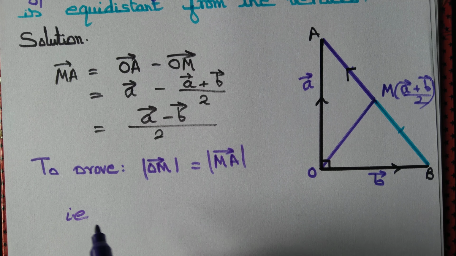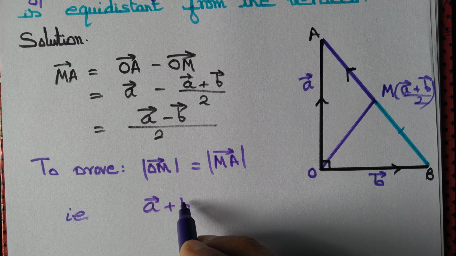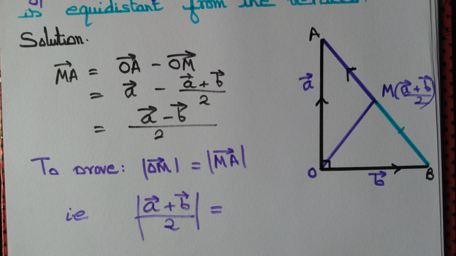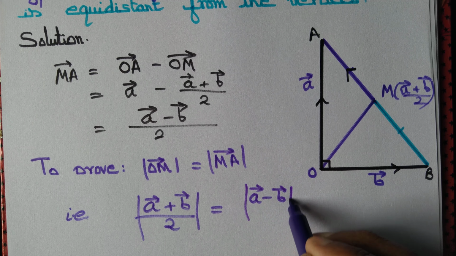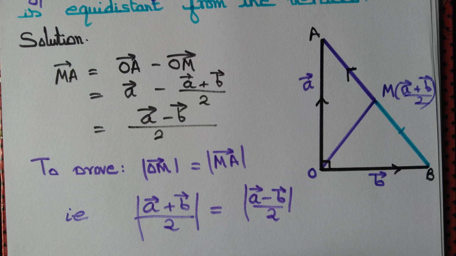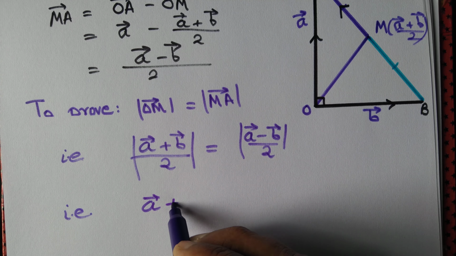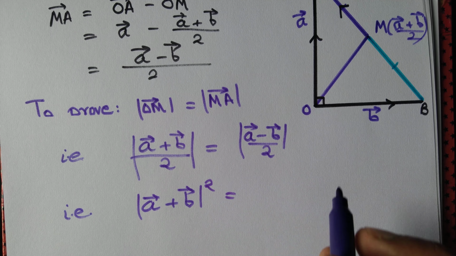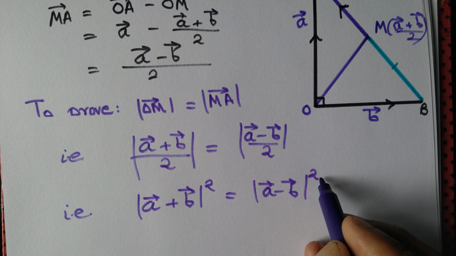That is, OM is (A plus B) by 2. The magnitude of (A plus B) by 2 must be equal to the magnitude of (A minus B) by 2. If they are equal, then their squares should also be equal. We can cancel 2 as well. So (A plus B) whole thing squared equals (A minus B) whole thing squared.